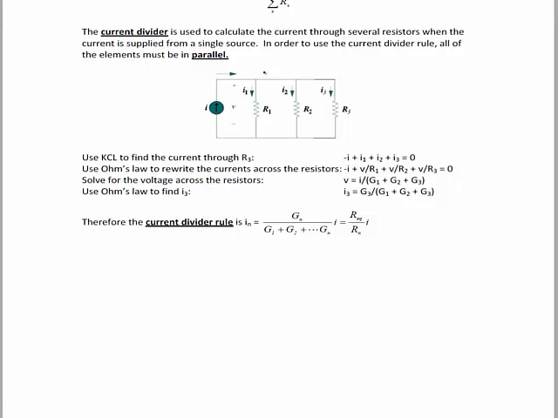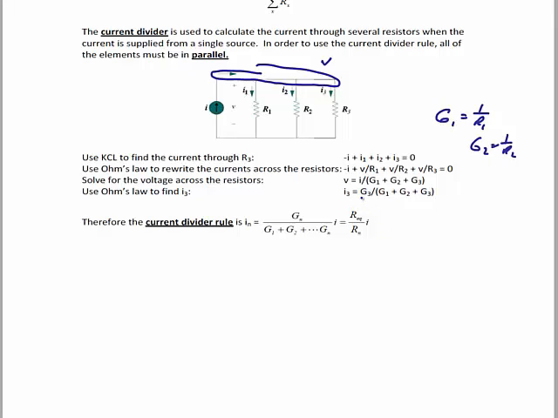So if I do KCL at this top node, I have that the current coming in, negative I, is equal to the current coming out, I1 plus I2 plus I3. Now if I define this top node to be the voltage V, then negative I plus V over R1 plus V over R2 plus V over R3 equals 0. And I can solve for V, and I see that V is equal to I over G1 plus G2 plus G3. Remember, G1 is 1 over R1, G2 is 1 over R2, and so on.